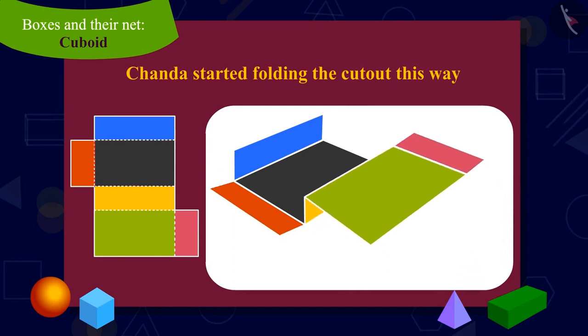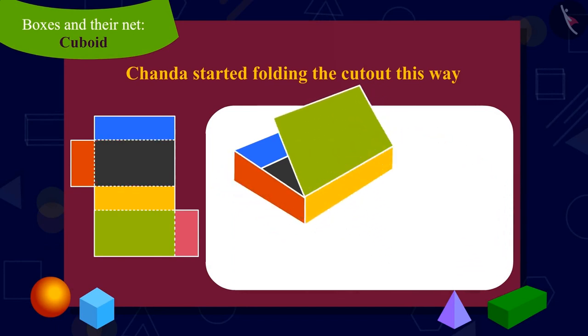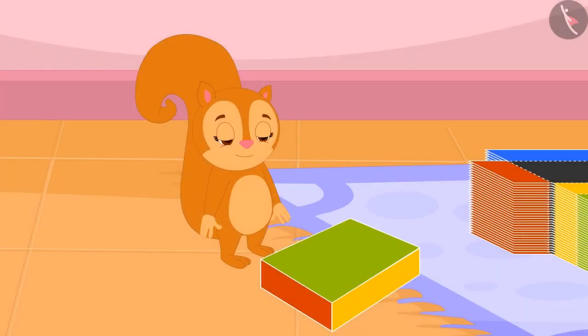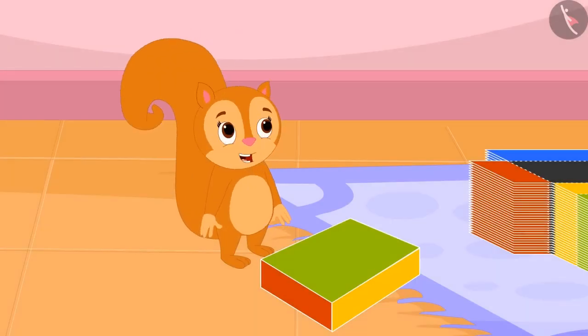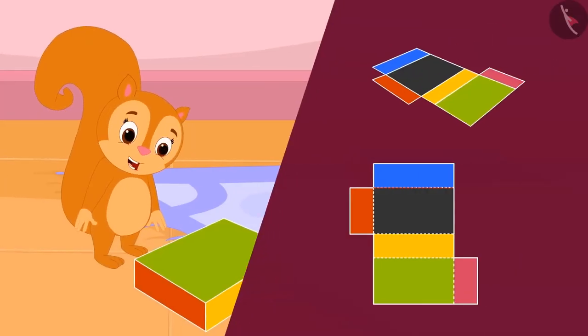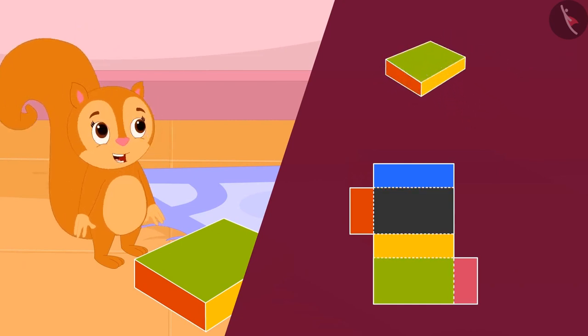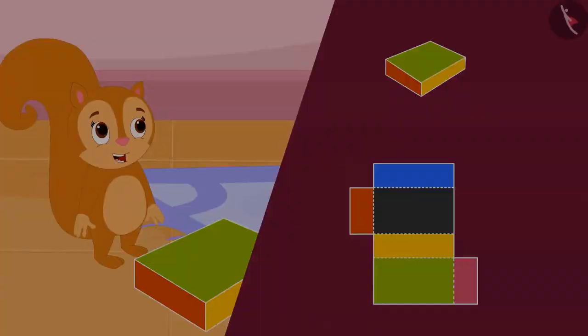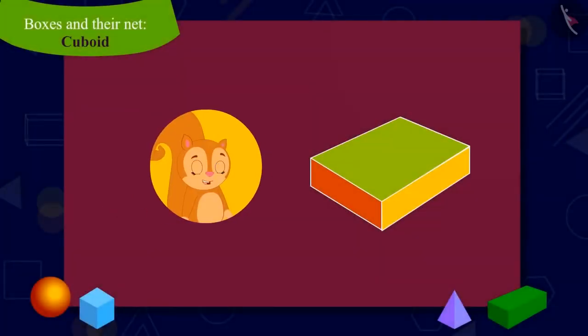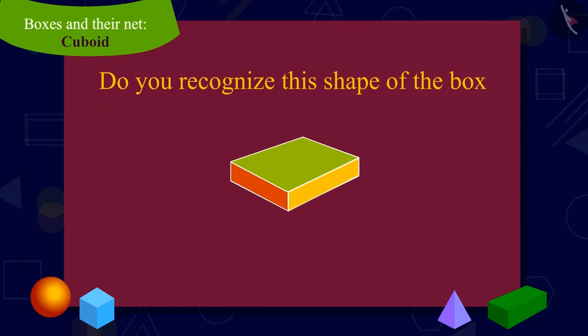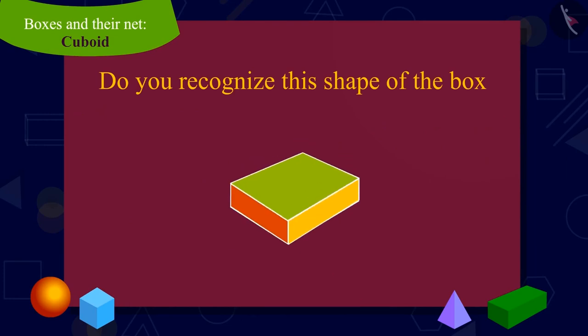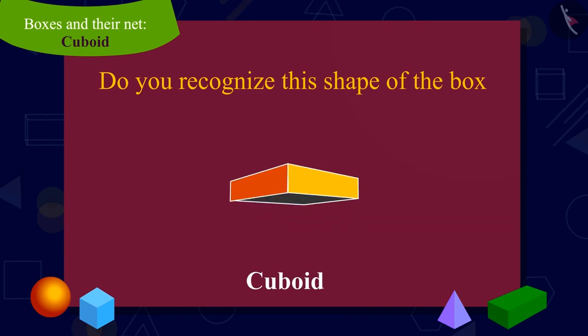Chanda began to fold the cutout in this manner. Chanda couldn't believe her eyes. The laddu box was ready by folding the cutout on those dotted lines. Children, were you also shocked like Chanda? Do you recognize this shape of the box? It is a cuboid. Every face of a cuboid is rectangular.